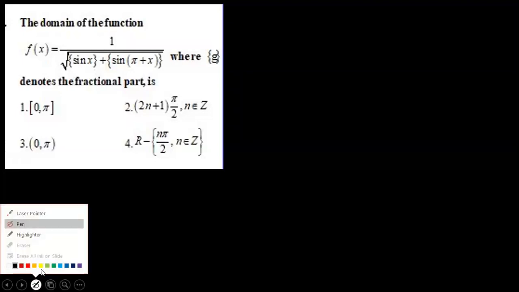Anyone? Okay, first read the question. 1 by root of f of x is given. Observing all of you, 1 by root of f of x, so f of x should be greater than or equal to 0. It's strictly greater than 0.